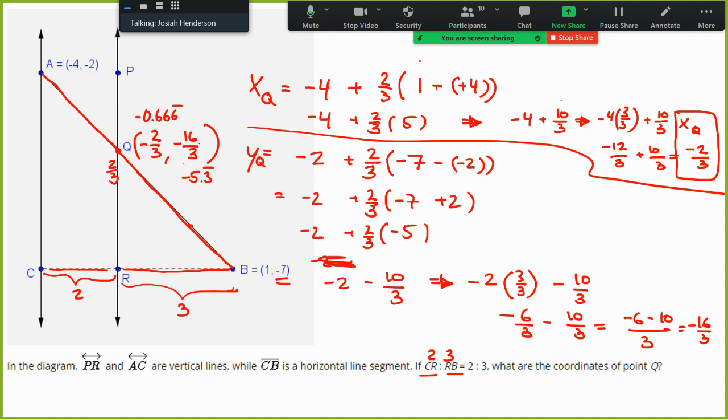Same process. They gave us the ratio in the story. It wasn't directly saying Q is at 2/3, but they told us that these chunks were 2/3, which correspond to the ones above them here and here. So that is indirectly telling us Q is at the 2/3 mark.